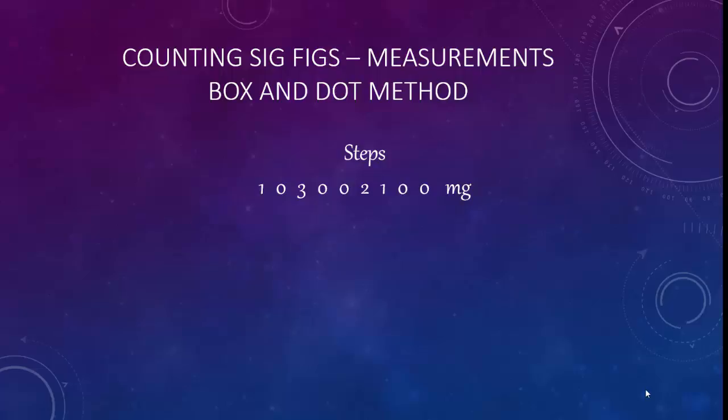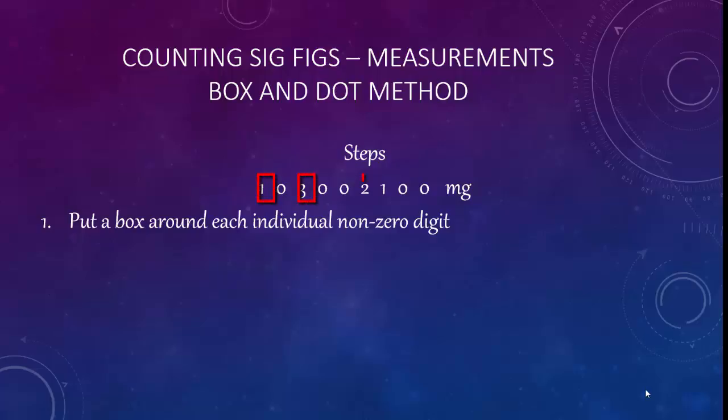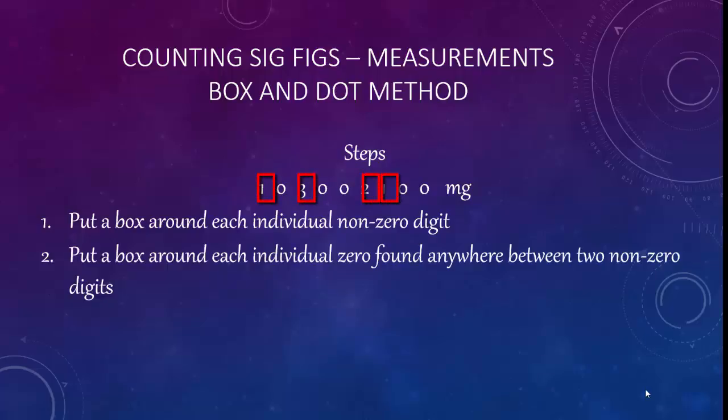So you start with a measurement. This has a unit called milligrams. The first thing you do is put a box around each individual non-zero digit. So a box goes around the 1, the 3, the 2, and the 1. If a 0 is anywhere between boxes, then you put a box around the 0. So this 0 is between the 1 and the 3, it gets boxed. This 0 here, there's a box around the 3, a box around the 2, and this 0 is in between those two, it gets boxed. This 0 gets boxed. These last two zeros do not get boxed because they are not between two boxes.